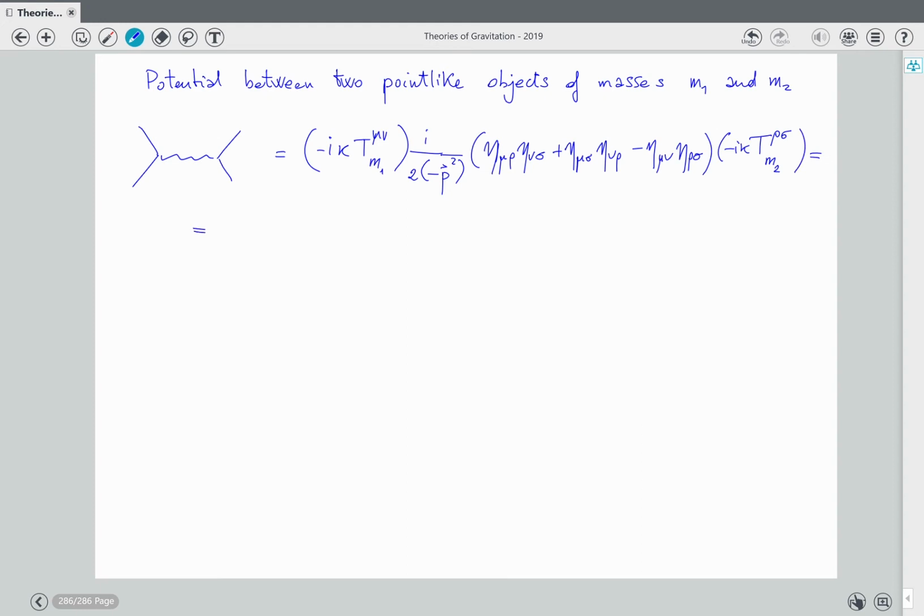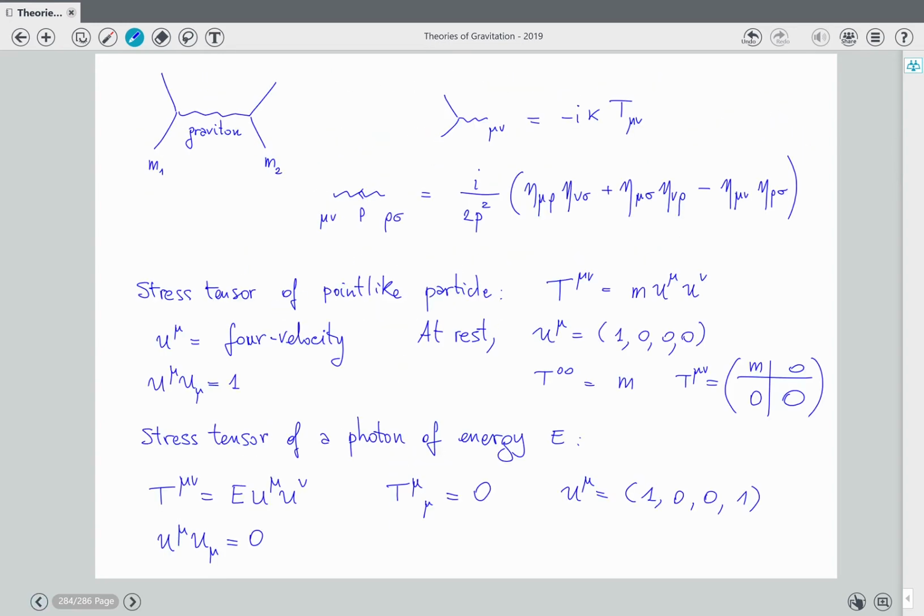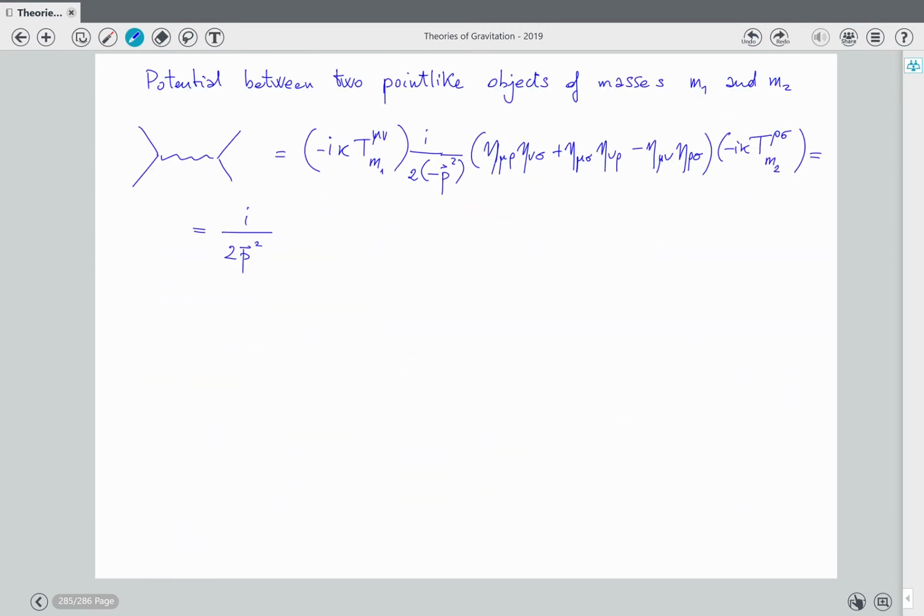Let's see what happens. So minus i and this minus cancel out, and we remain with i divided by 2 space p squared. T mu nu for M1, we know that it has only the component T00, and it is equal to the mass. So we just have the mass m1, we will have the mass m2, and we will just need to compute the component 0, 0, 0, 0 of that matrix. 0, 0, 0, 0 is obviously 1 plus 1 minus 1, 1. So that is the result.